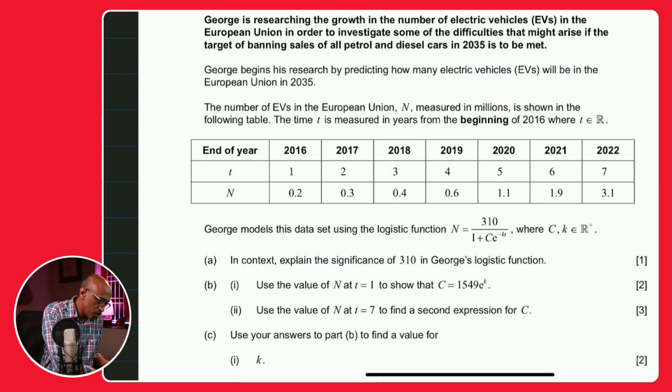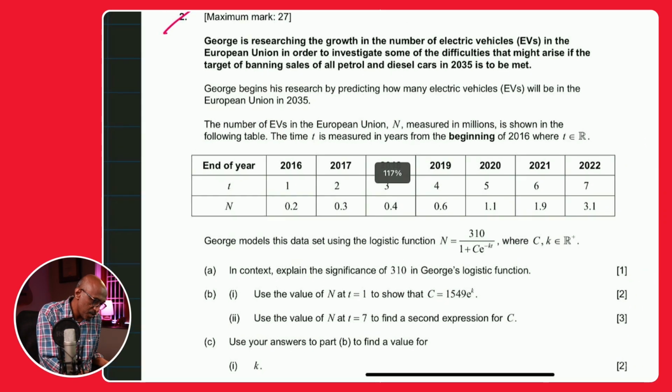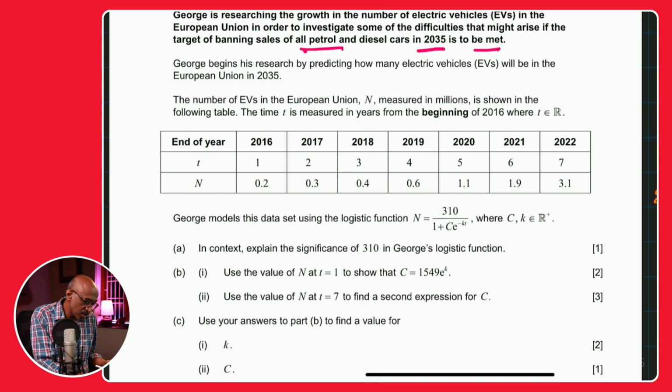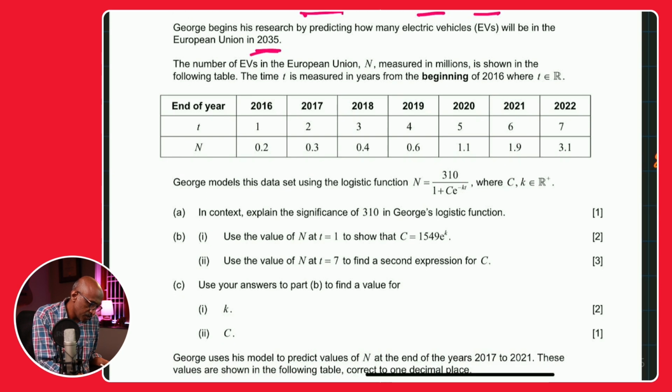So this is question number 2, and it says that George is researching the growth in the number of electric vehicles in the European Union in order to investigate some of the difficulties that might arise if the target of banning sales of all petrol and diesel cars in 2035 is to be met. George begins his research by predicting how many electric vehicles will be in the European Union in 2035. So that's what he wants to do, a prediction.